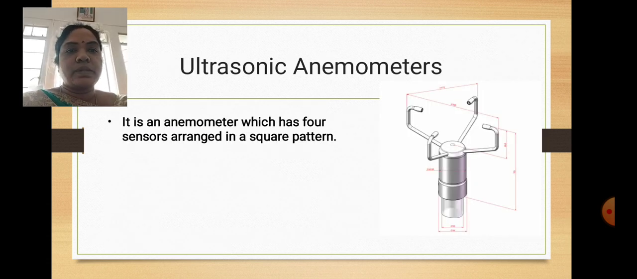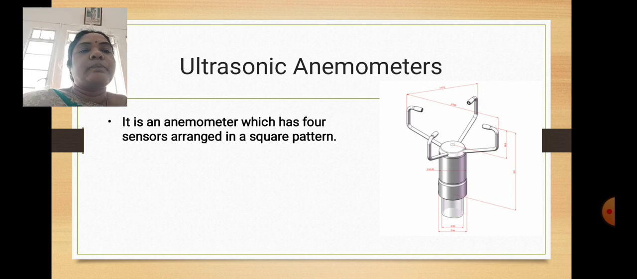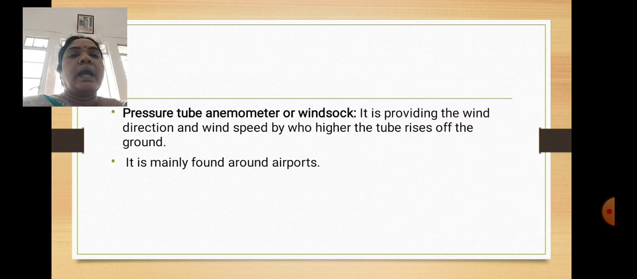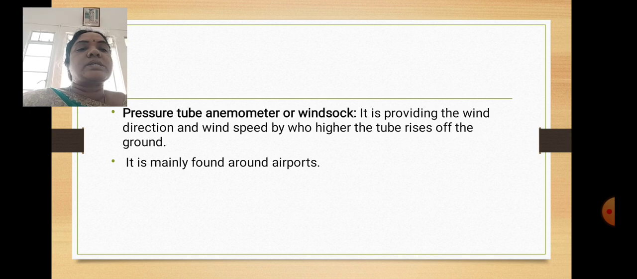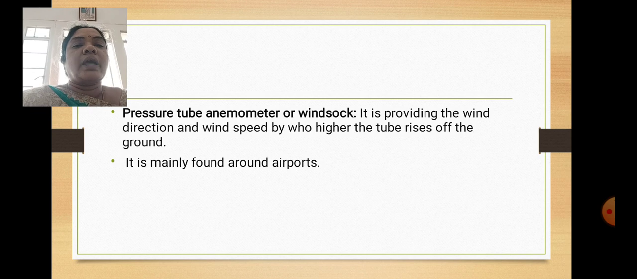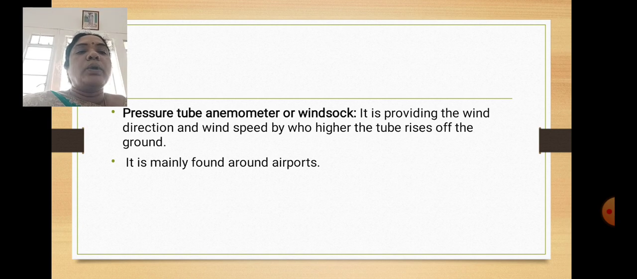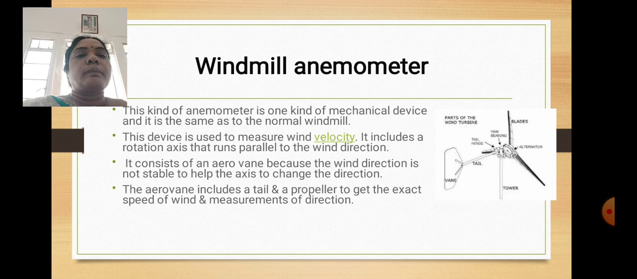The next type is the ultrasonic anemometer. It is an anemometer which has four sensors arranged in a square pattern. Here we use ultrasonic sound waves. The pressure tube anemometer is a windsock. It provides the wind direction and wind speed by how high the tube rises off the ground. It is found mostly in airports.